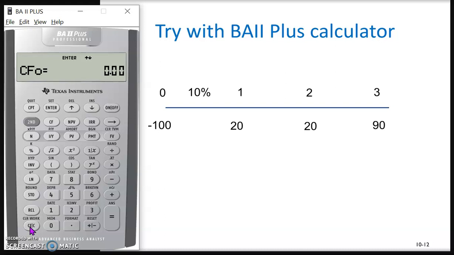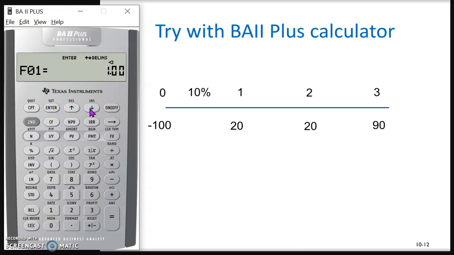So at time period t equal to 0, I have an outlay or a cash outflow of $100. So negative 100, enter, and the down arrow key. Cash flow 1 is the $20 inflow which is coming in. So a positive 20, and enter to set the value and the down arrow key.